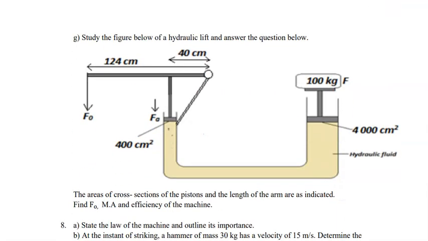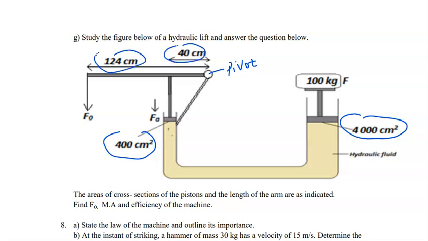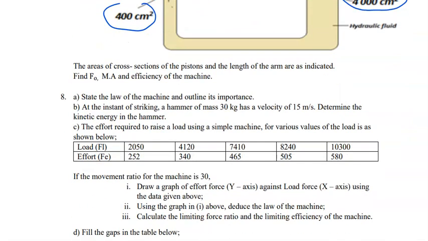Now there's a combination of a lever, there's a pivot. Then down here we have a hydraulic machine. Take note that the values are given in square centimeters, so that you do not miss out and fail to score.